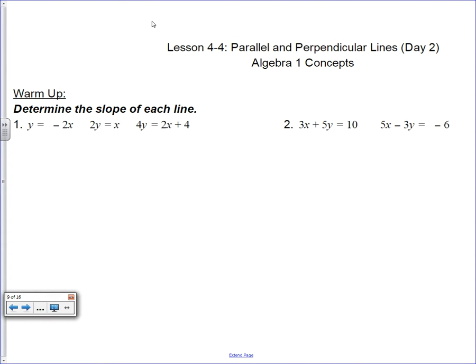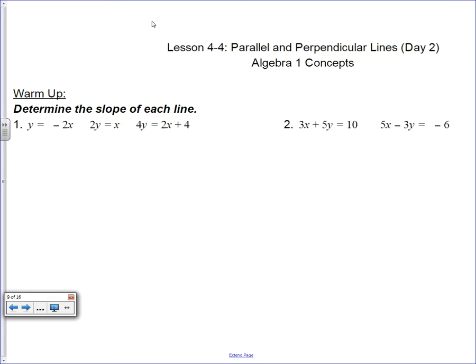All right, let's look at your warm-up. Directions say, determine the slope of each line. Folks, what letter is slope? M. What equation has an M in it? Slope-intercept, y equals mx plus b. So if I want to know the slope, they have to be in that form.